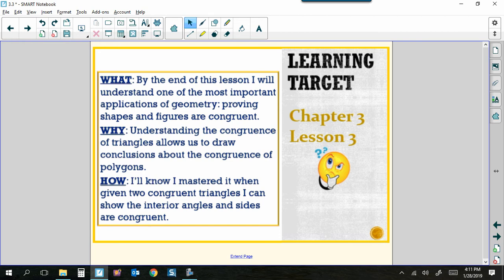Why do we have to know this? Understanding the congruence of triangles allows us to draw conclusions about the congruence of all polygons. How will you know you know it? I'll know I mastered it when, given two congruent triangles, I can show the interior angles and sides are congruent. All right, let's go ahead and get started.